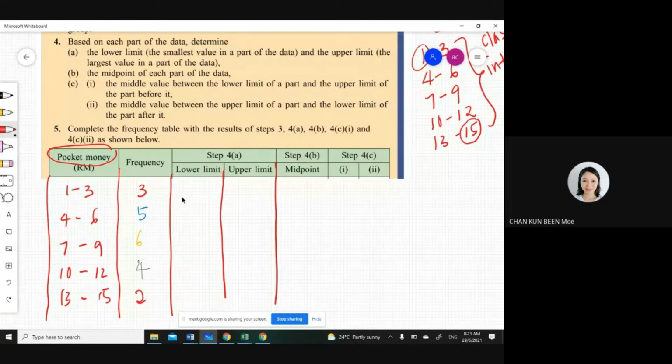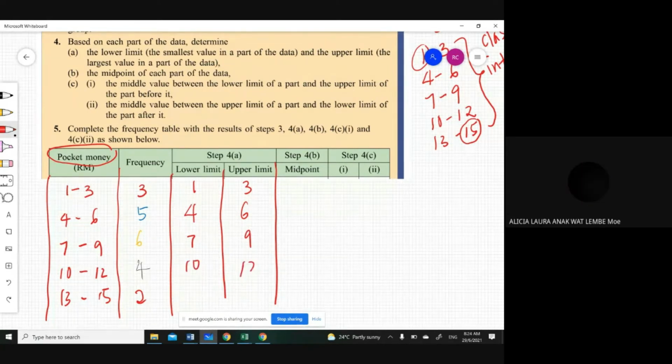So for the first one, we can already get the answer. The lower limit is 1. Upper limit is 3. What about the next class? Can you give me the lower limit and upper limit? 4 and 6. Yes, very good. For the third class, what is this? 7 and 9. For the fourth class? 10 and 12. Yes. What about the last one? 13 and 15. Correct. So this is the lower limit and upper limit.